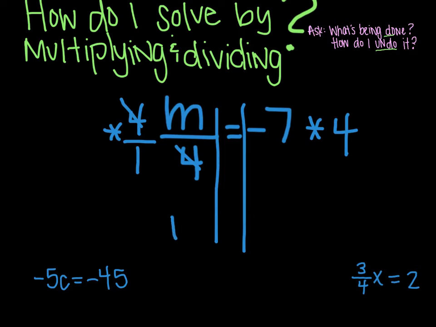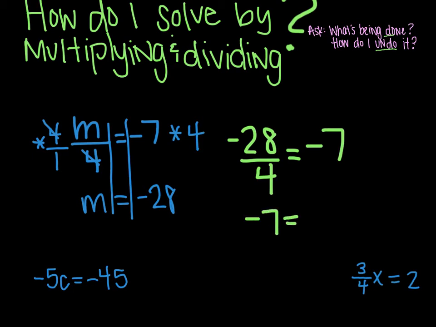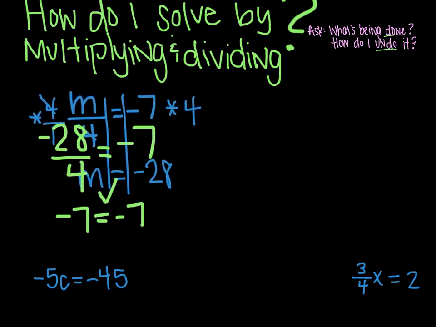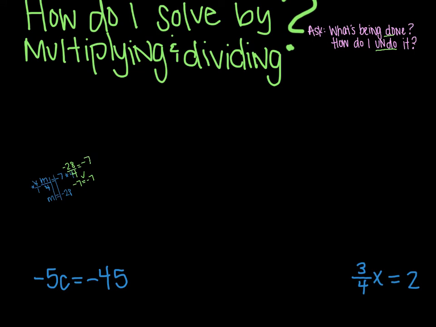So now I have m equals, and then negative 7 times 4 would be negative 28. You're not done yet, though, because you have to check your solution. So I'm going to take negative 28, because that's what m is, divided by 4 equals negative 7. Negative 28 divided by 4, negative 7 equals negative 7. That is correct. I've solved my equation properly and have come to the right answer.